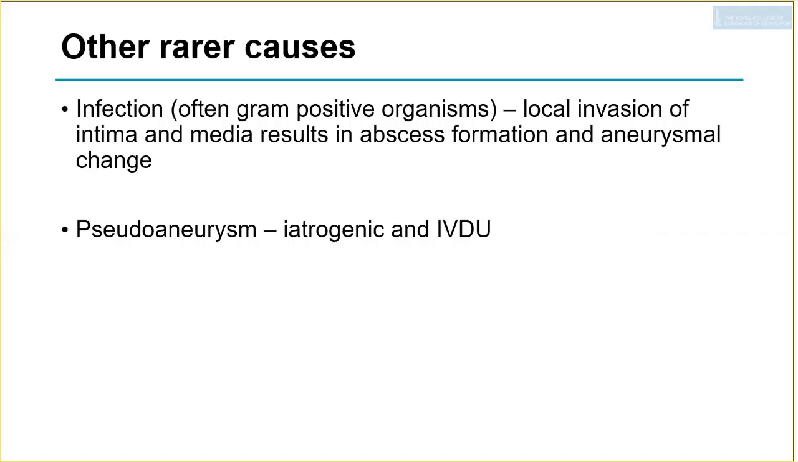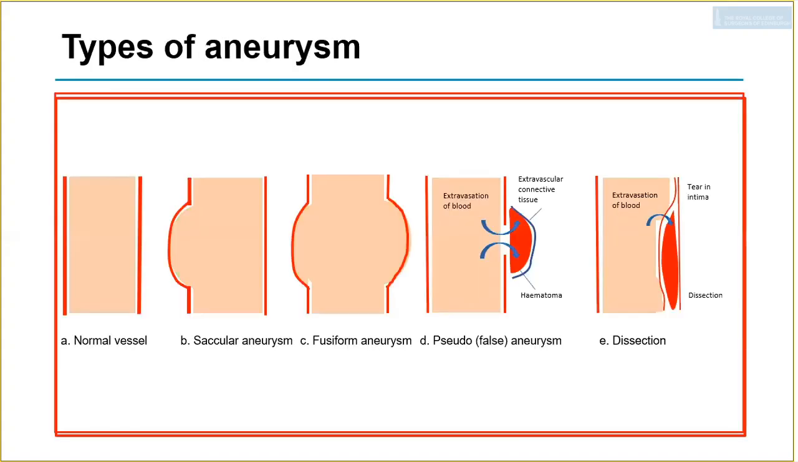What are the other rarer causes? They are things like infection, and more commonly you see that with gram-positive organisms such as Staphylococcus. So invasion of the intima media from this infection could result in seeding of abscess and eventually weakening of the wall and aneurysmal change. You also see this quite commonly in pseudoaneurysms in certain areas where there's increased IV drug use, for example. And also pseudoaneurysms differ, arising iatrogenically from angiography, where the artery that's been punctured does not heal and becomes aneurysmal.